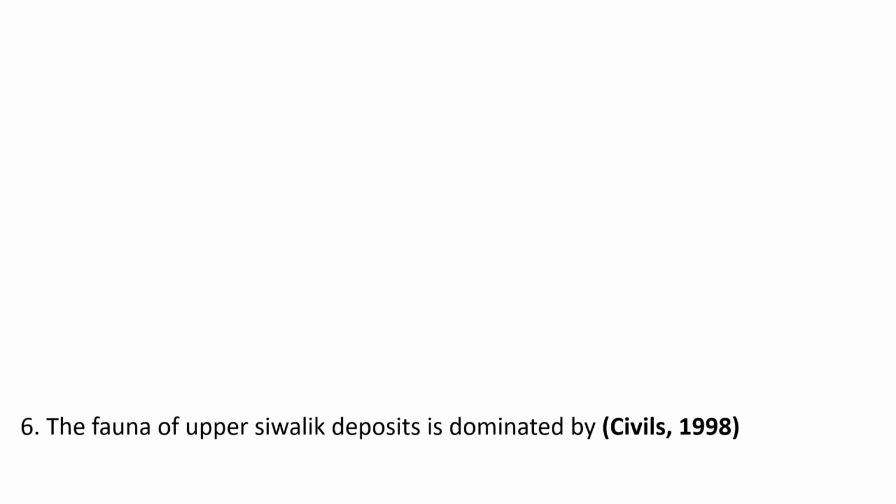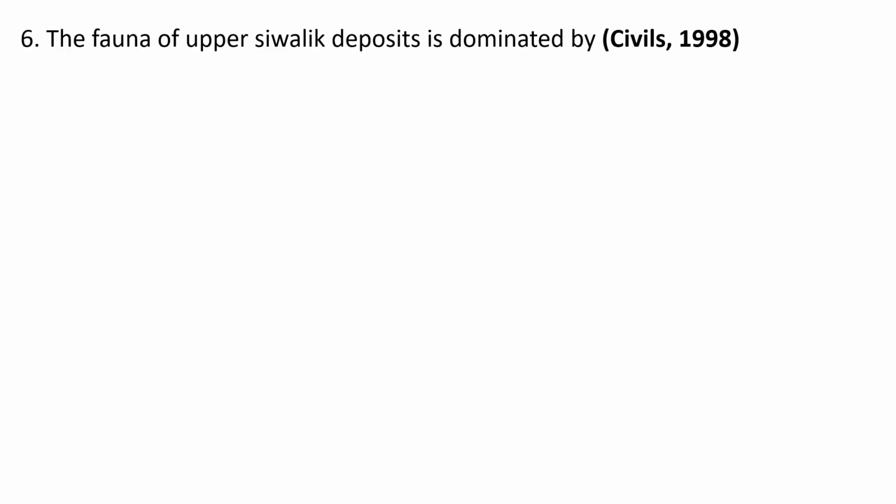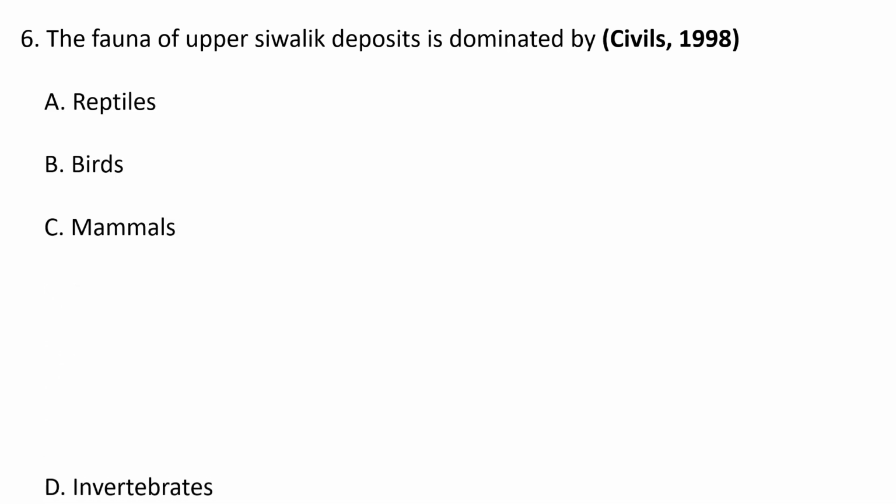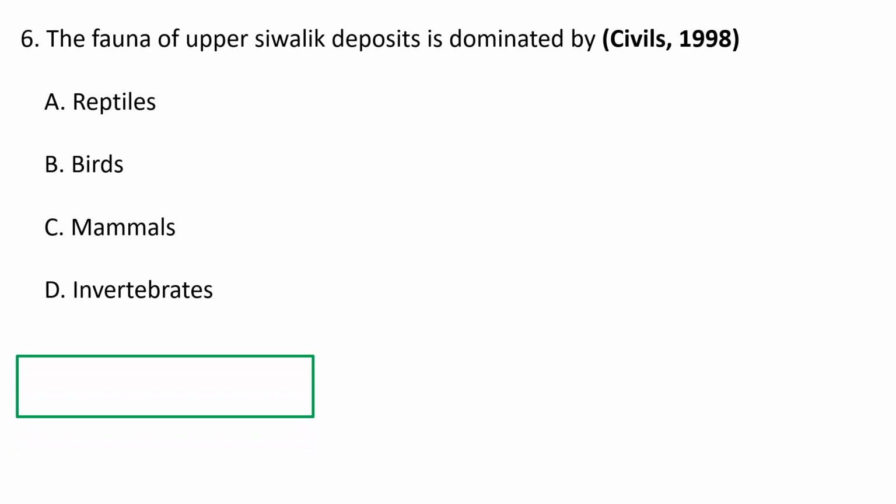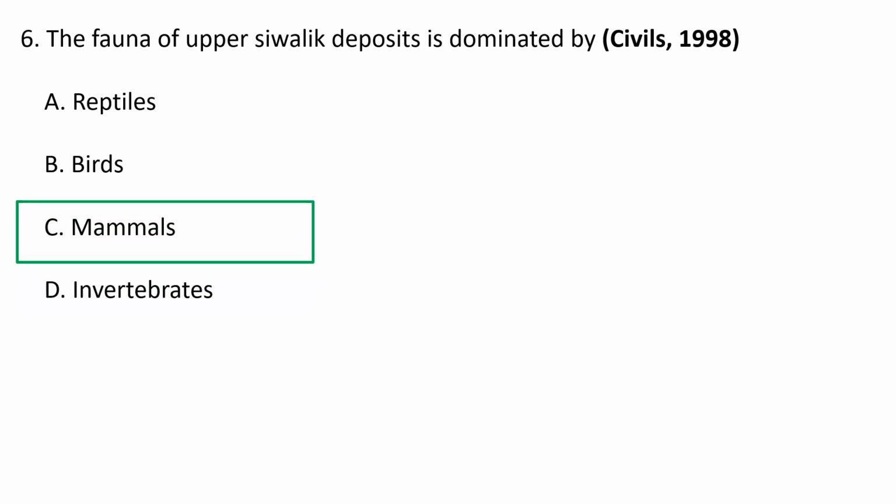Next question. The fauna of upper Siwalik deposits is dominated by A. Reptiles, B. Birds, C. Mammals, D. Invertebrates. Obviously, the Siwalik fauna is dominated by the mammals. So the correct answer is C. Mammals.